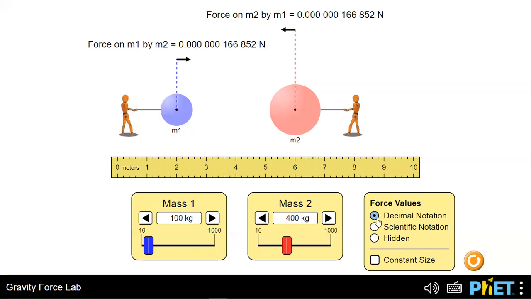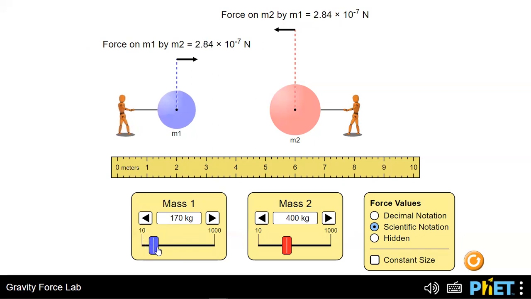0.000000166852. We can change this into scientific notation by just clicking the force values. So we have 1.67 times 10 raised to negative 7 newtons. And then we have here the force on M2 by M1, which is equal to 1.67 times 10 raised to negative 7 newtons. If we are going to change the value of mass 1, we just need to scroll this blue dial here.